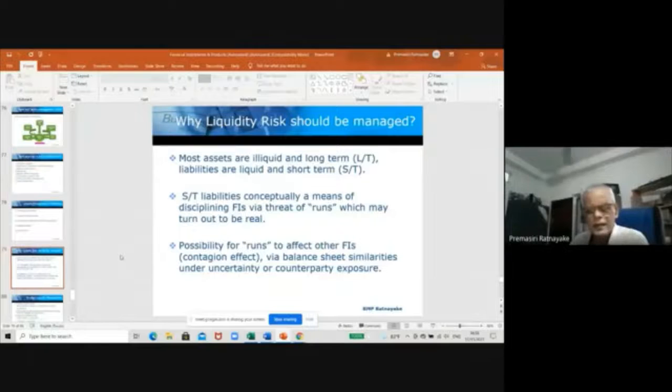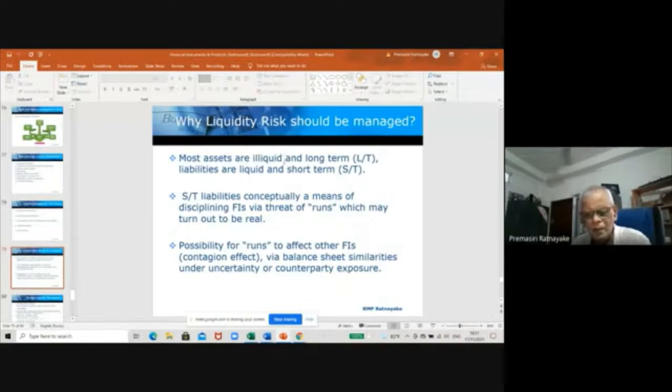Most assets are illiquid and long-term. Liabilities are liquid and short-term. This is what we discussed just a while ago. The liabilities have an average tenor of 1 year, whereas assets, being long-term, have an average tenor of 10 years. And these assets are mostly illiquid. The loans granted cannot be recalled at short notice.